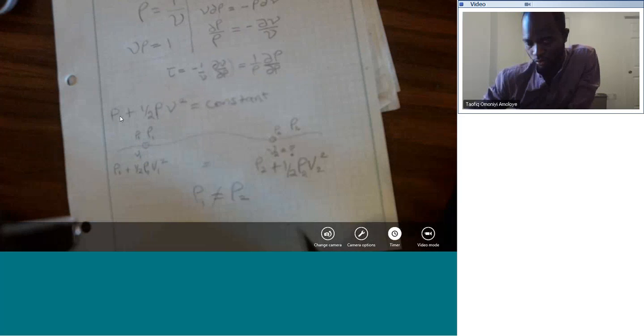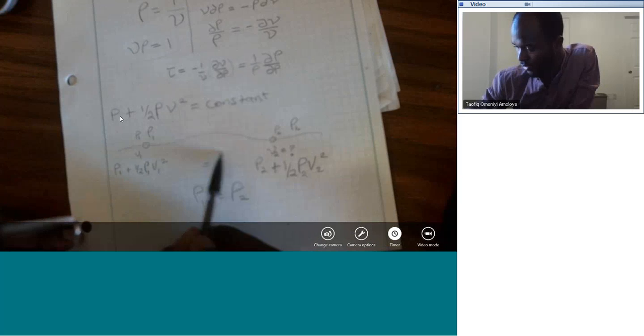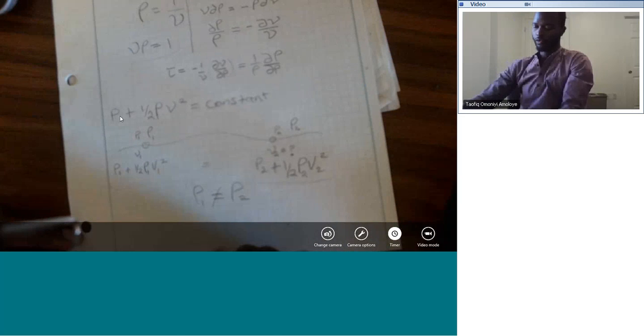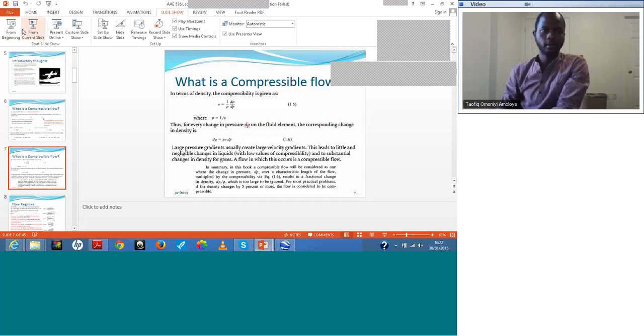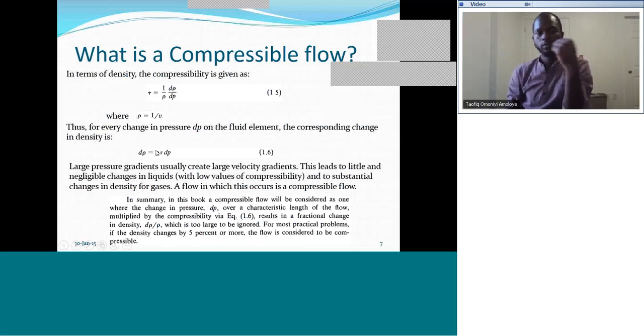So we define a compressible flow as one in which the change in pressure dP over some characteristic length of the flow, multiplied by tau and the density, results in some fractional change in density, that is dρ over rho, which is just too large to be ignored. For most practical problems, if the density changes by 5% or more, the flow is considered to be compressible. So this is a much more technical way to describe compressible flows.